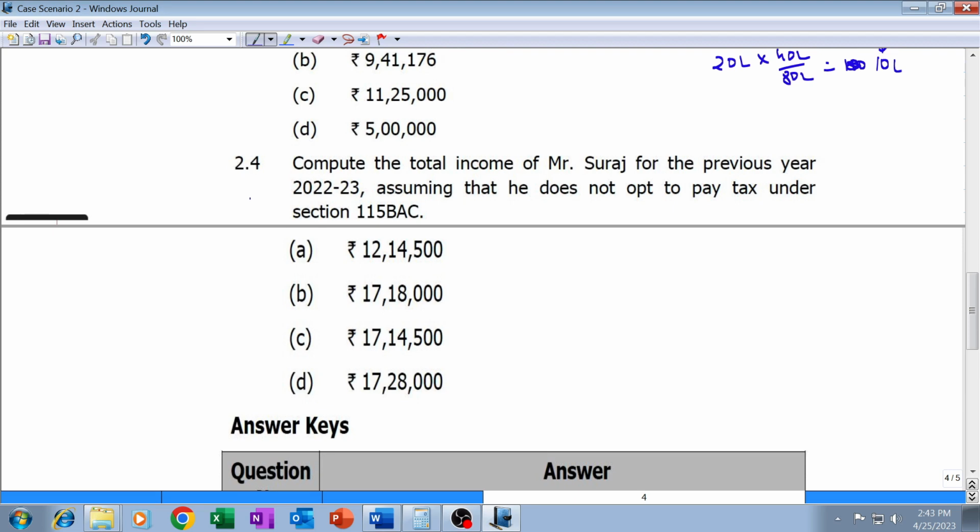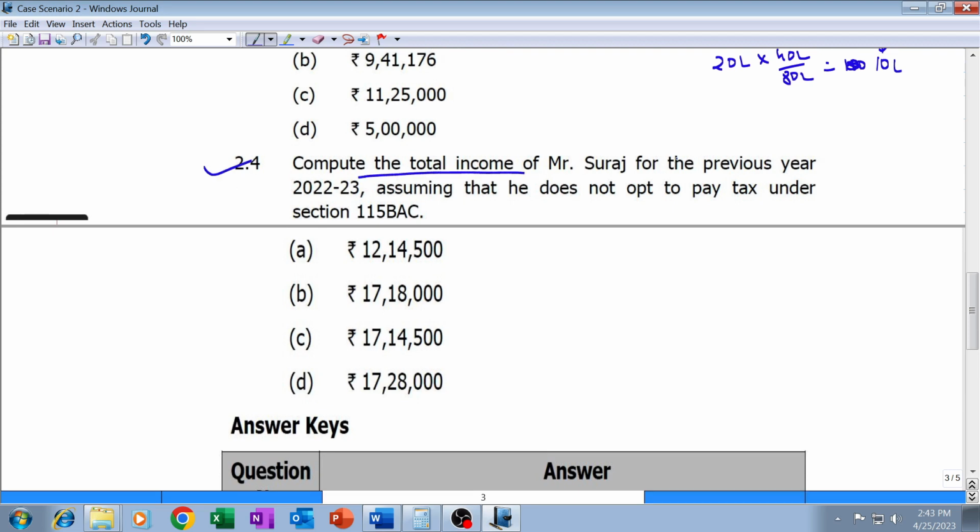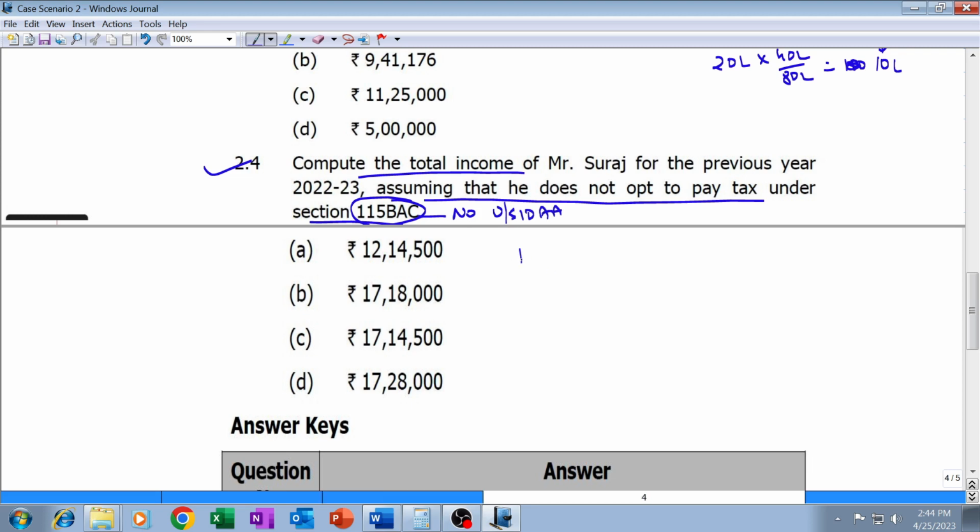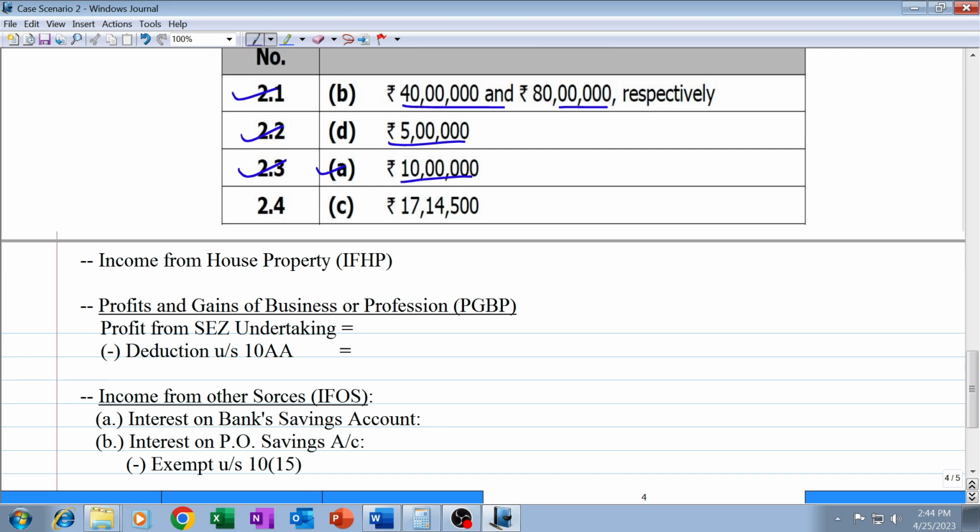Last question. Compute the total income of Mr. Suraj for the previous year 22-23, assuming that he does not opt to pay tax under 115BAC. In case he opted for 115BAC, then in this question what will matter is that under 115BAC no deduction is allowed under section 10AA. 10AA wouldn't have been allowed. So how much will be the total income? Total income, let's calculate it out.